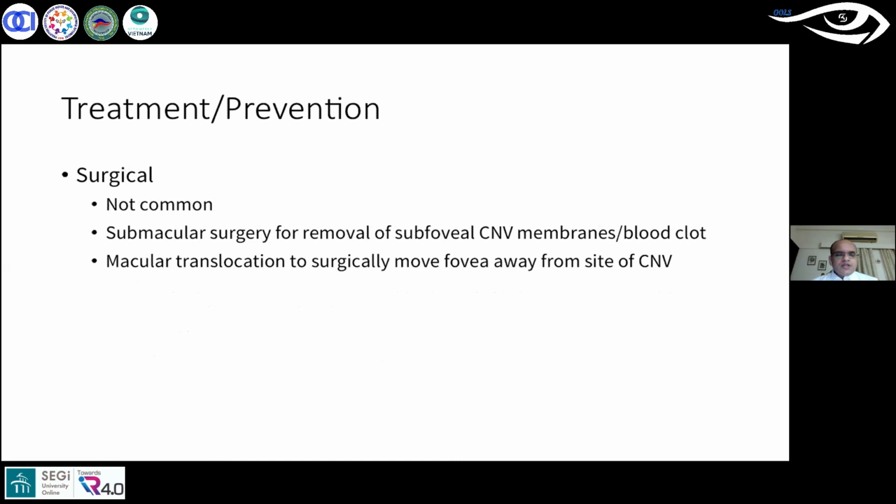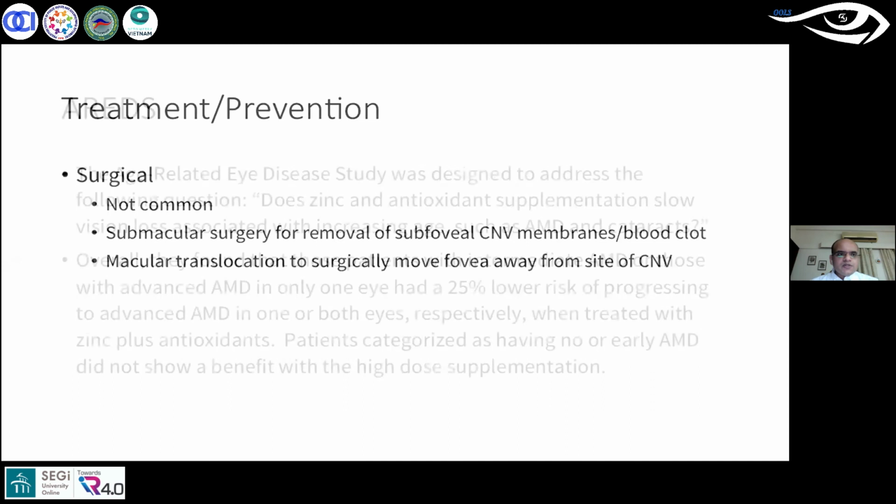In terms of surgical treatment, it's usually not very commonly done. There are certain submacular surgeries that were recommended for removal of the subfoveal CNV membranes or blood clots in one-eyed patients. Macular translocation surgery was tried to surgically move the fovea away from the site of RPE scarring or the CNV. However, it's not very commonly done, so you will not really come across many patients or many physicians recommending this.